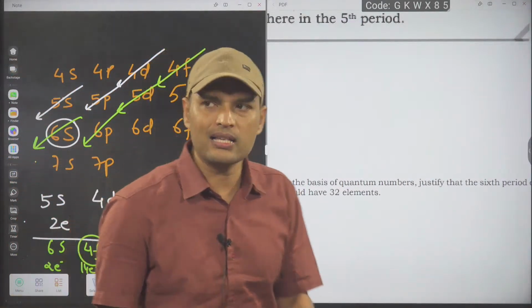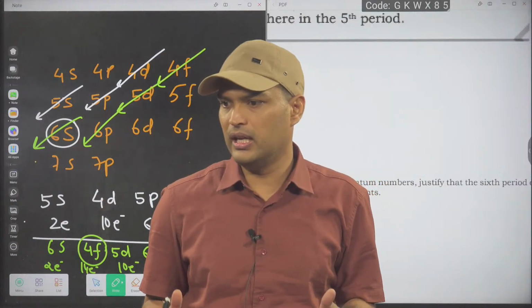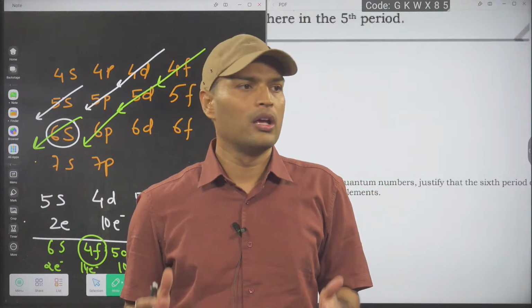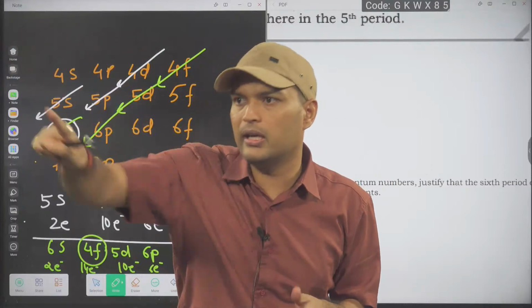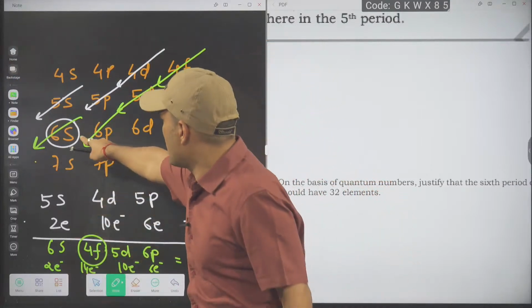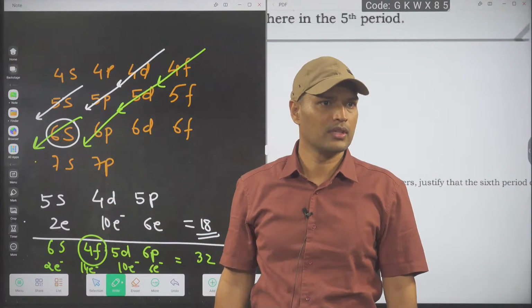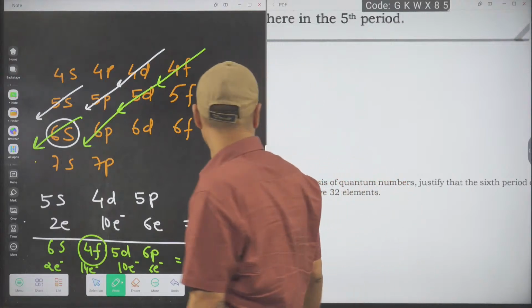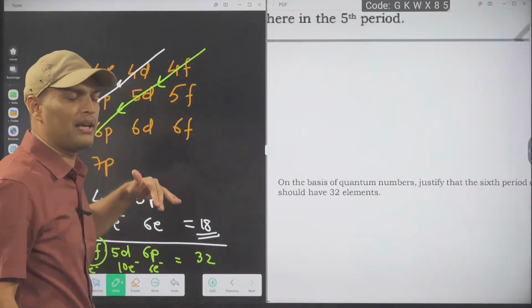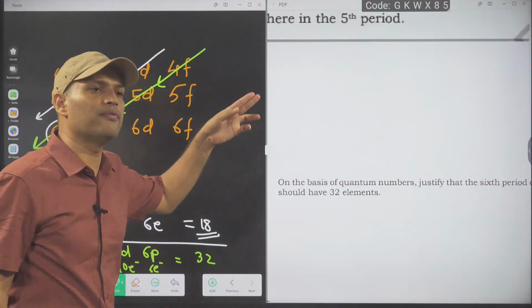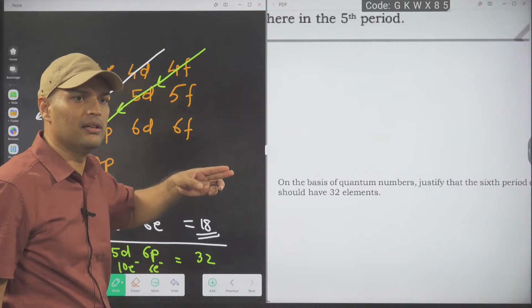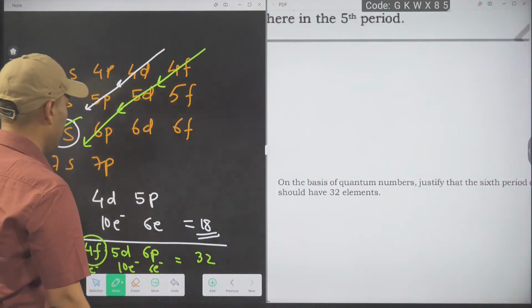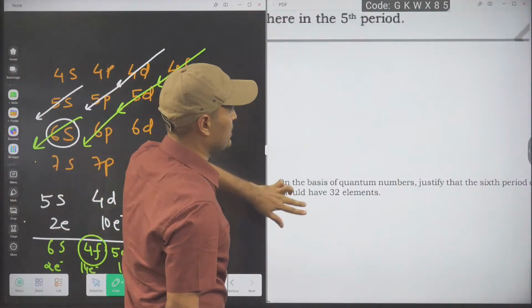So if they ask you which orbitals are filled in a period, you can start like this. Clear? Okay. Like for the fourth period, they will say start from 4s, before 5s. Fill till before 5s. Clear? Okay, come to the next part.